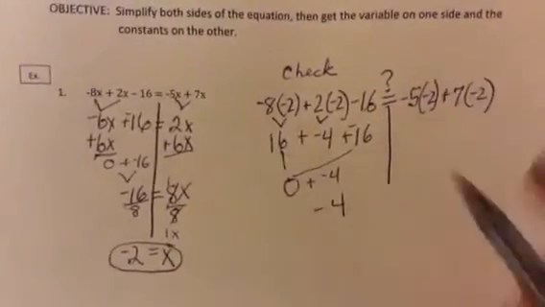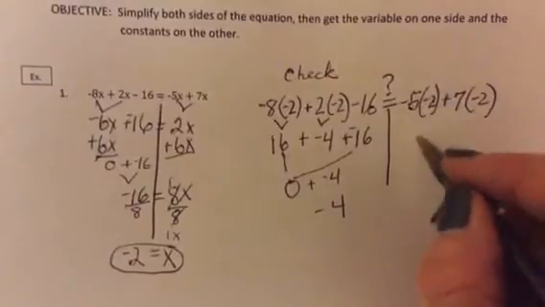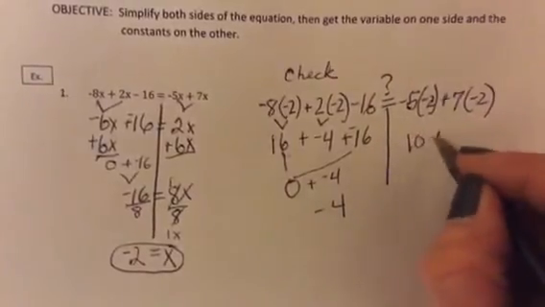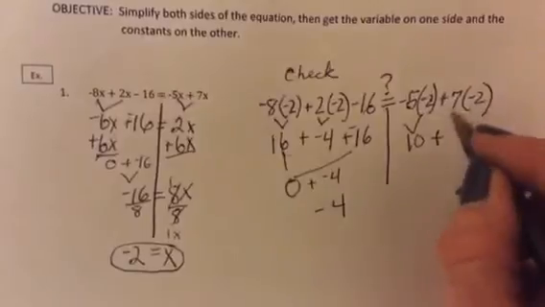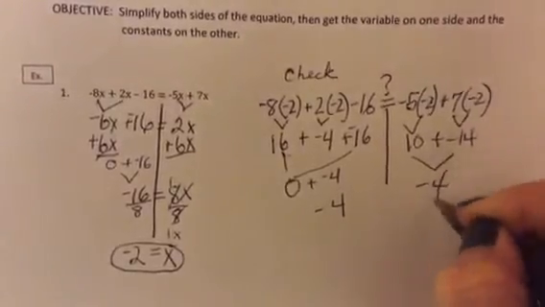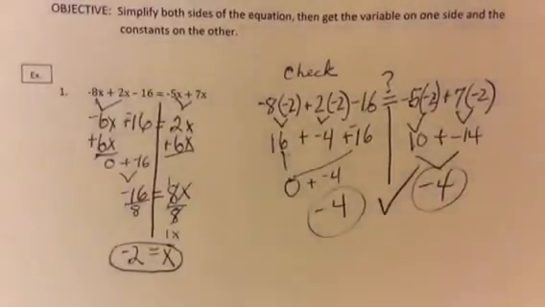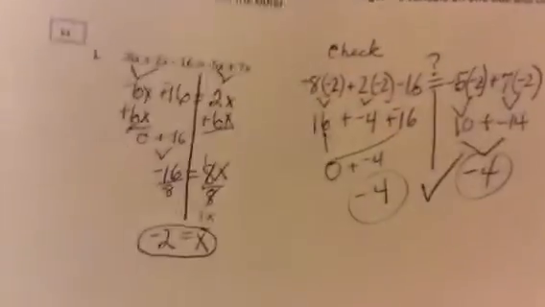So let's check the other side. Hopefully it is negative 4 also. So negative 5 times negative 2 is positive 10, plus 7 times negative 2 is negative 14. And those two do add up to negative 4. So I got the same thing on both sides, so it checks. All right, second example.